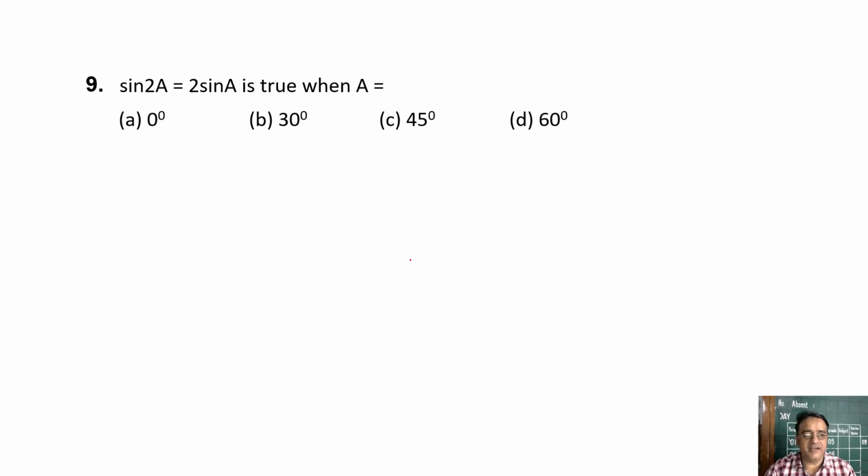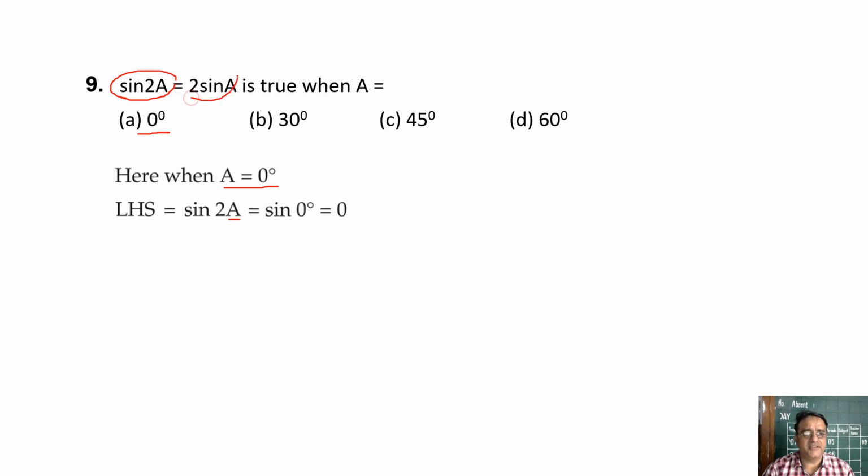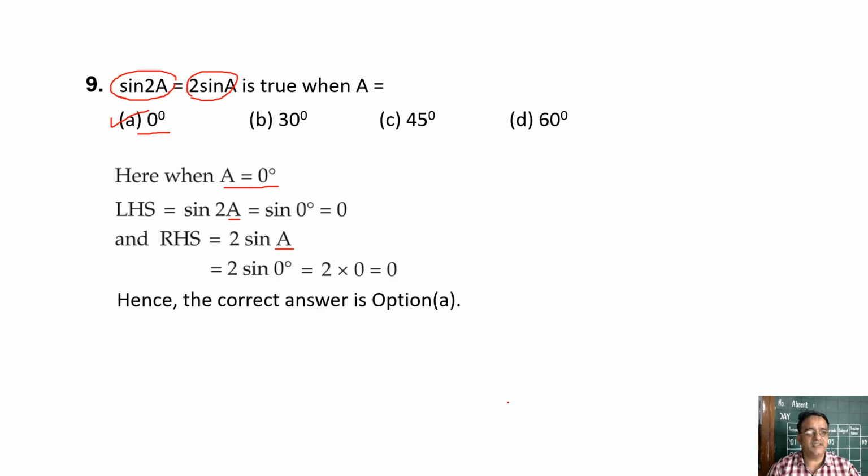These questions are NCERT questions only. So we'll substitute 0 degree first. When a is equals to 0 degree, the LHS is sin 2a. So we'll substitute the value of a is 0. So sin 2 into 0 will become sin 0. And what is the value of sin 0 degree? 0, right. Now we'll take RHS, that is 2 sin A. Here we will substitute the value 0, so 2 sin 0 degree. Again sin 0 is 0, so 2 into 0 is 0. So that means the correct option is A. So this is the 9th question.